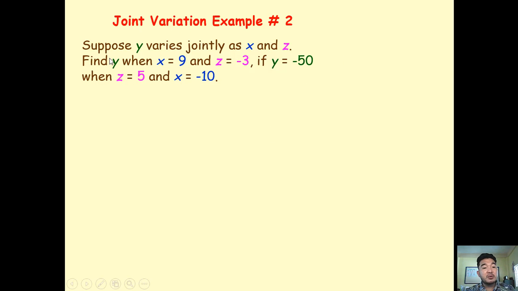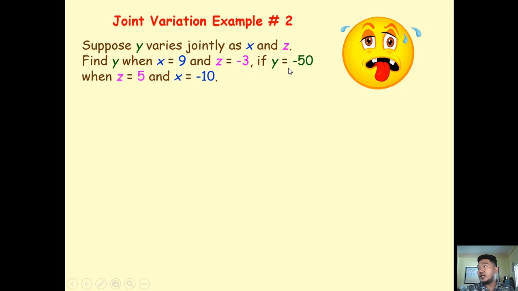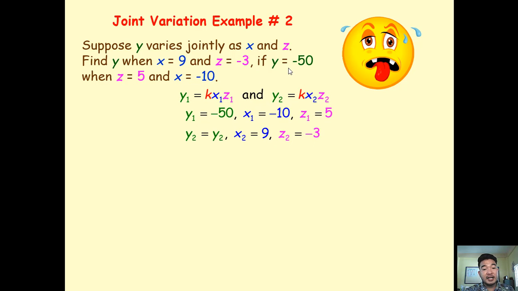As you can see, we are looking for y here when x is 9 and z equals negative 3. And we have a complete set of values here. So this will be our first equation. We identify our values. Y sub 1 is negative 50, x sub 1 is negative 10, and z sub 1 is 5. So we are looking for y sub 2. X sub 2 is 9 there, and z sub 2 is negative 3.